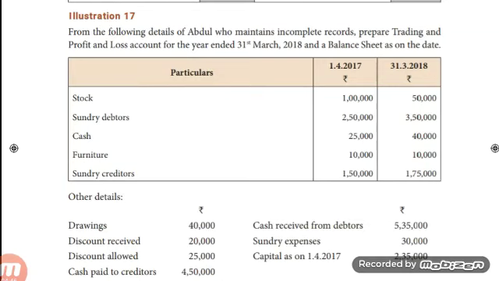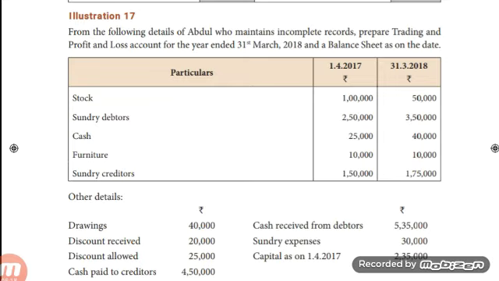Shall we do one problem? From the following details of Abdul, who maintains incomplete records, prepare trading and profit and loss account for the year ended 31st March 2018 and a balance sheet as on that date. The available information under accounts of incomplete records is given here. From the available information, you need to prepare final accounts.